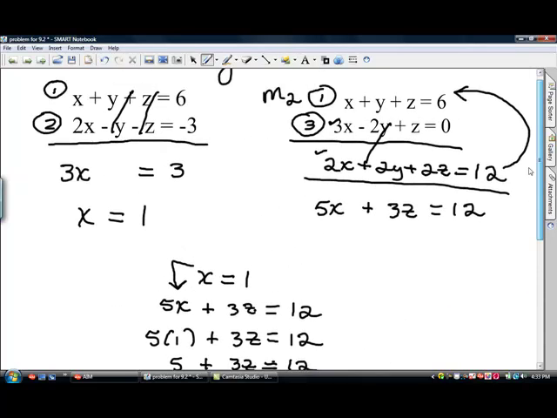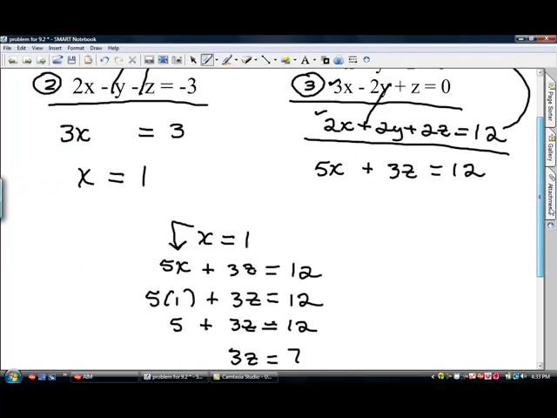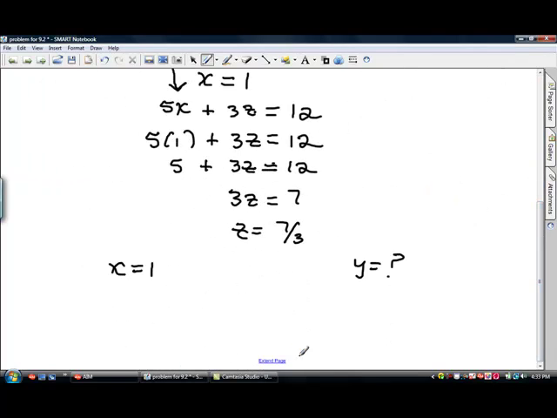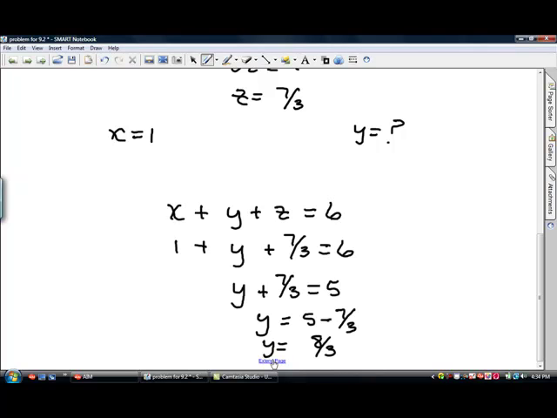So I'm going to go back up here at the top and take a look. Looks like I have, for the very first equation, x plus y plus z equals 6. So let's just use that one. x plus y plus z equals 6. And it looks like, if I've done my math correctly, that y is going to be 8/3. Now, what you really want to do is take these answers, and we have 3 of them now. We have an ordered triple of 1, 8/3, because that's the y value, and 7/3.